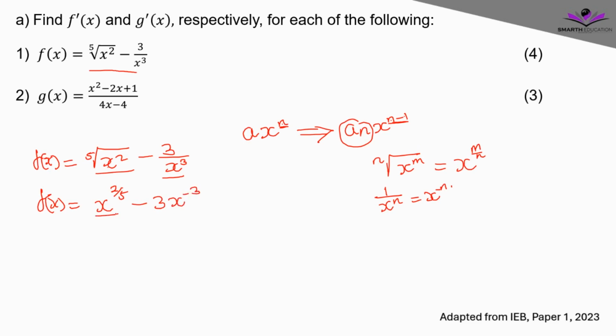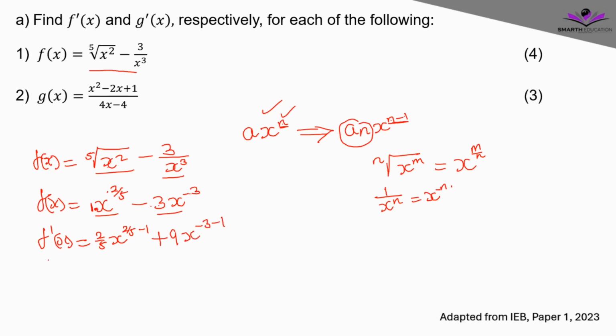Now we have this in the required form, so we can derive. So say the derivative of f of x is equal to, there's a coefficient of 1 here, an invisible 1, so it's 2 over 5 times 1, we get 2 over 5. And then we have x to the power 2 over 5 minus 1, minus 3. But we have negative 3 times negative 3, so it becomes positive 9, because negative 3 times negative 3 is positive. And then x to the power negative 3 minus 1.